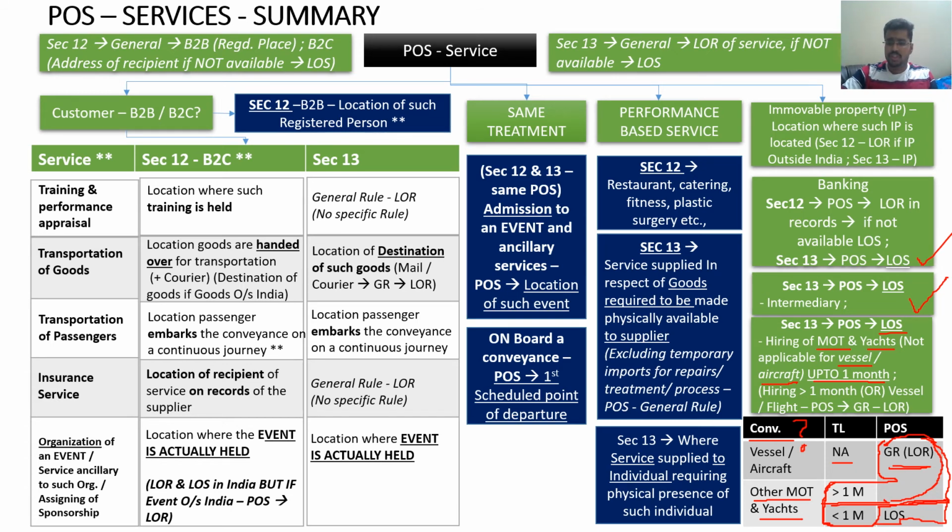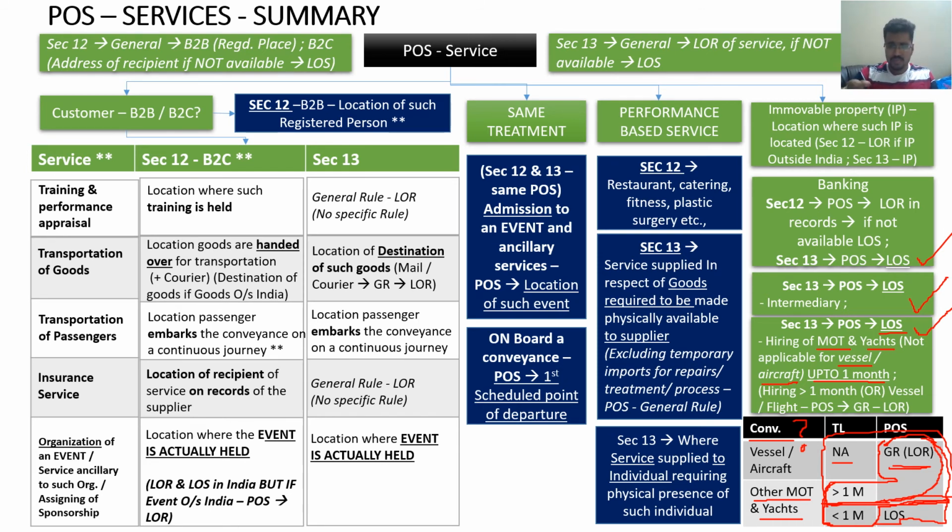So this is the third place where again section 13 says location of supplier. So there are three services in section 13 which say POS is LOS, which are banking service provided to an account holder, and then intermediary, like a travel agent, for his commission, intermediary service, it is POS is LOS, and then you have hiring of other means of transport and yachts up to a month, location of supplier. So for more than a month, and for vessel or aircraft, both follow the general rule. As you can see, both these follow the general rule, right?